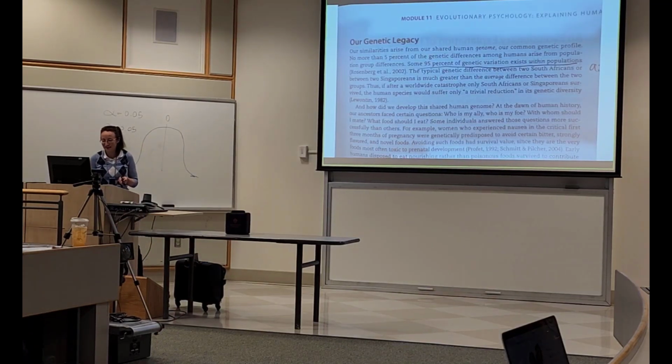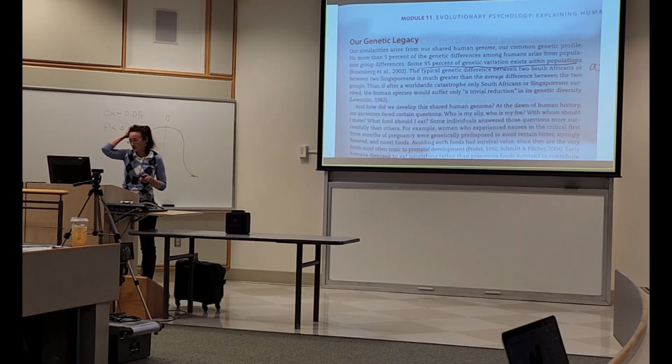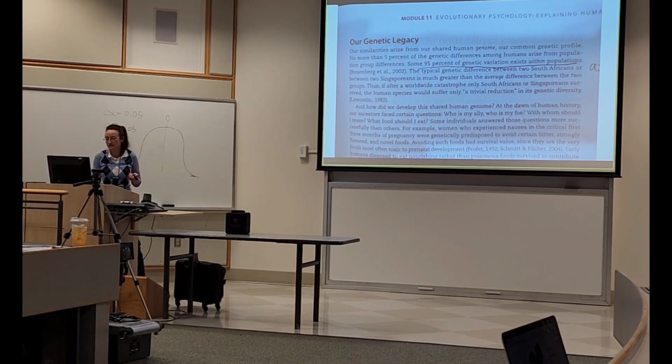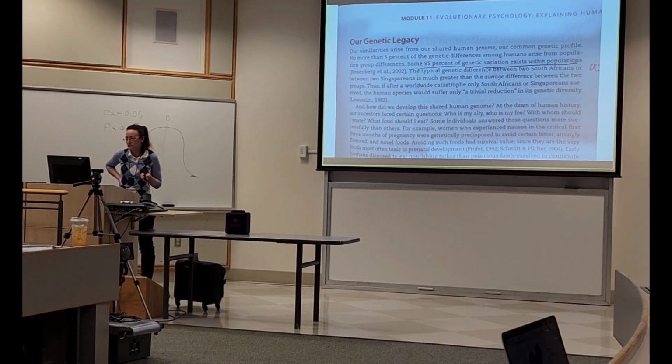Now there's something in your textbook that is interesting. I put a lot of time into this last year. It says no more than 5% of the genetic differences among humans arise from population group differences. So 95% of genetic variation exists within populations. The typical genetic difference between two South Africans or between two Singaporeans is much greater than the average difference between the two groups. Thus, if after a worldwide catastrophe only South Africans and Singaporeans survive, the human species would suffer only a trivial reduction in its genetic diversity.